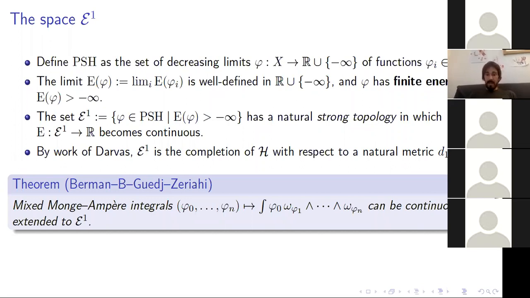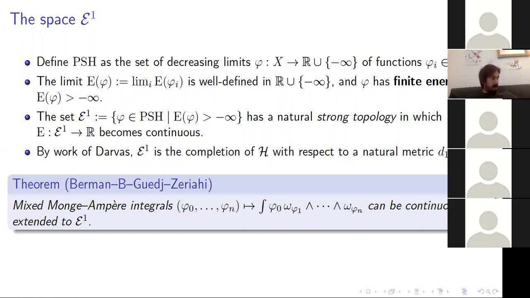And so you can make sense of integrals of the form omega_phi1 wedge, et cetera, wedge omega_phin, that's the mixed Monge-Ampère measure, that you integrate against another function phi_0. And what happens here is that you can, in fact, make sense of this formalism for more singular functions, which are functions in this space E1 of finite energy. And what you get is furthermore continuous with respect to the strong topology. And that's something which is very desirable.